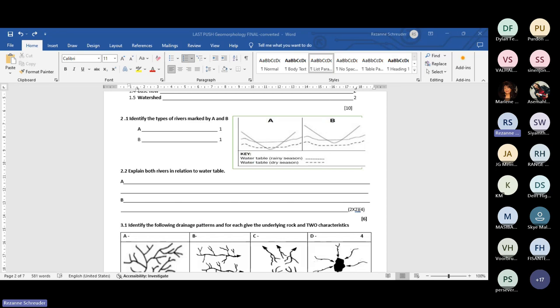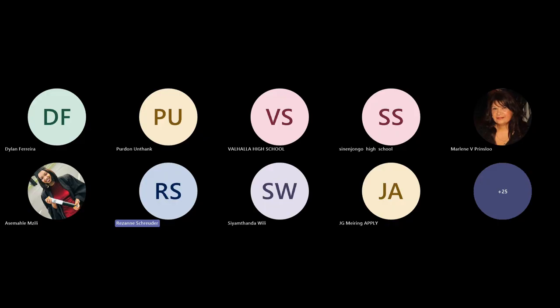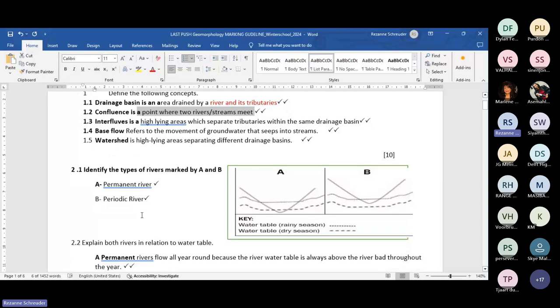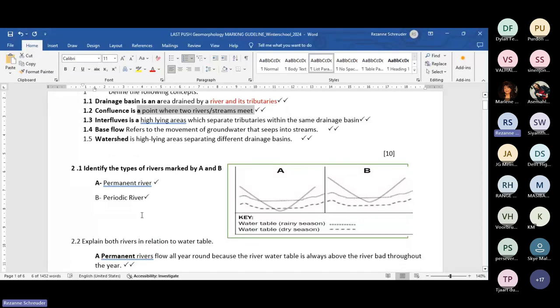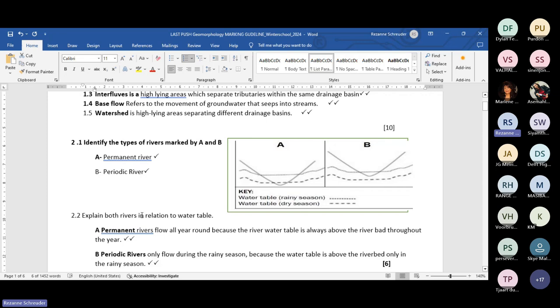Beautiful. I think what I'm going to do is share the answers. Right, so let's have a look. Periodic rivers only flow during the rainy season. Why does it look like some of you already have the answers there? Because the spelling errors on the WhatsApp link up with the spelling errors on the document. Are you taking shortcuts here, learners? A permanent river flows all year because the water table is always above the riverbed throughout the year. Well done. Okay. Right, so periodic rivers will only flow during the rainy season.